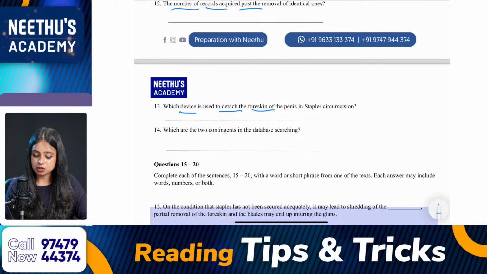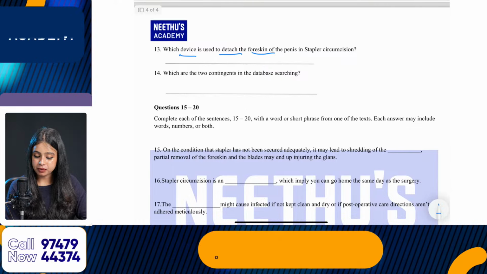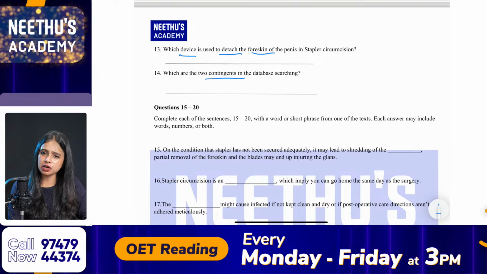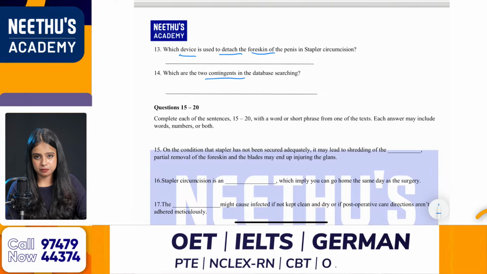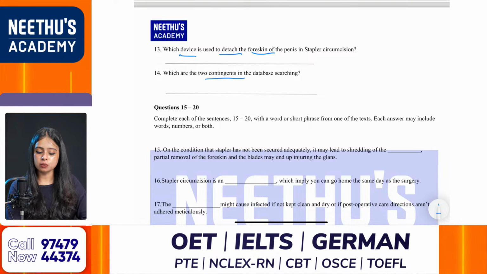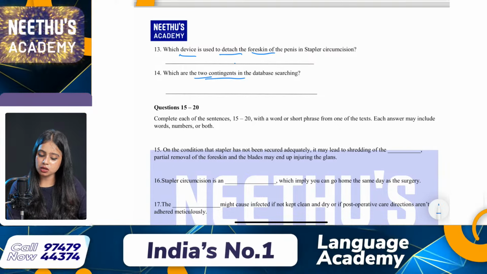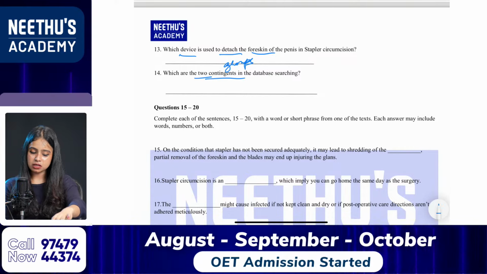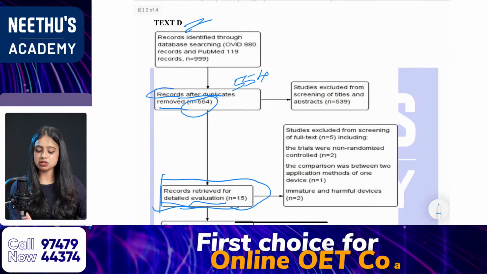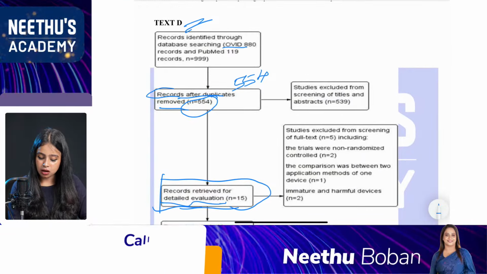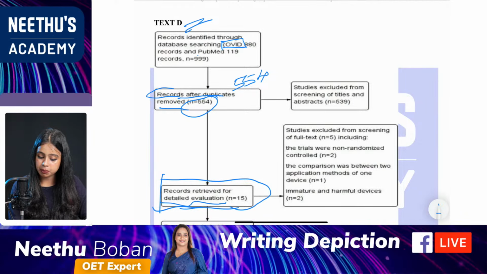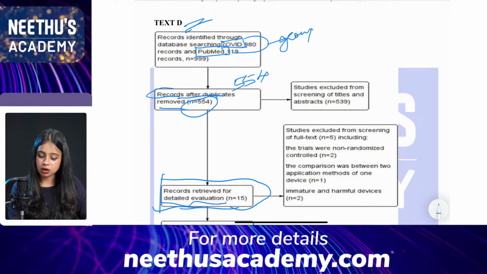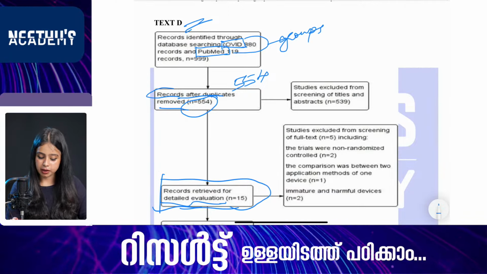Then the 14th one. Which are the two contingents in the database searching? Actually, this particular word, contingent, is a very common word in this exam. Contingent means group, a team, a group. So which are the two groups mentioned there, in the database searching? Of course it's from text D. Two groups are mentioned: OVID as well as PubMed. So these are the two groups, or the contingent. That is OVID and PubMed.